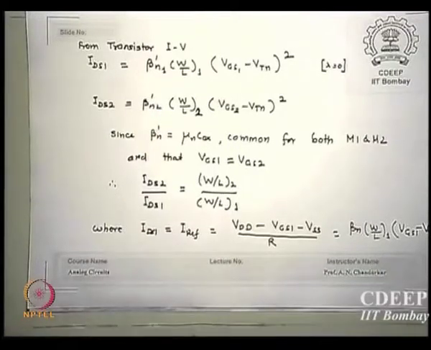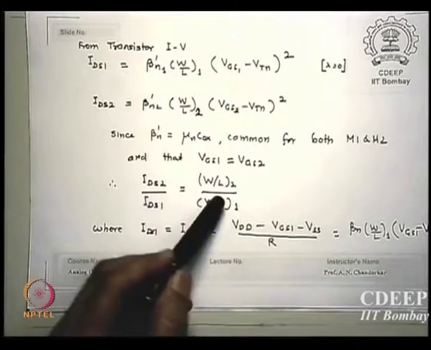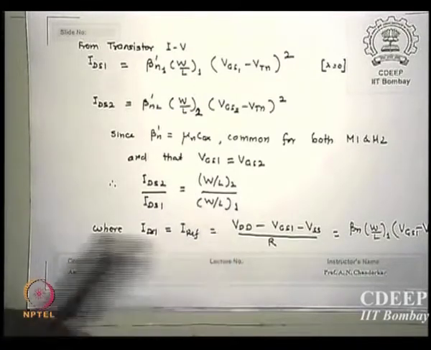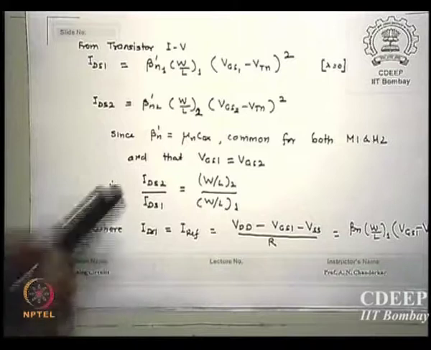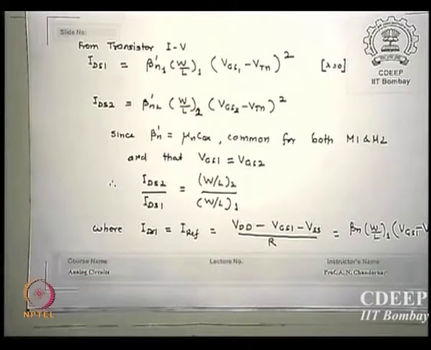So the ratio of IDS2 by IDS1 is how much? It is equal to W by L of 2 divided by W by L of 1. Is that clear to you? It is the ratio of sizes. Let us say I want IDS2 the same as IDS1. What should be the size of M2, the main transistor? Same as M1. I must know at least the M1 size, then I know my M2 size for the ratio I am looking for.